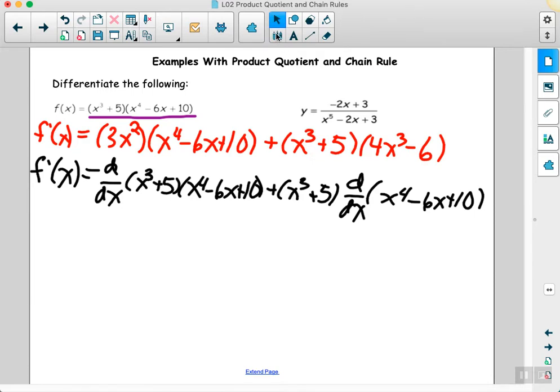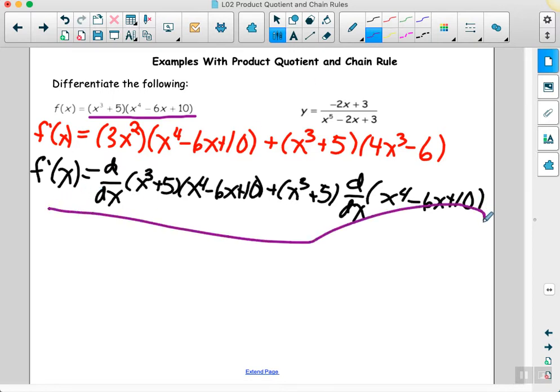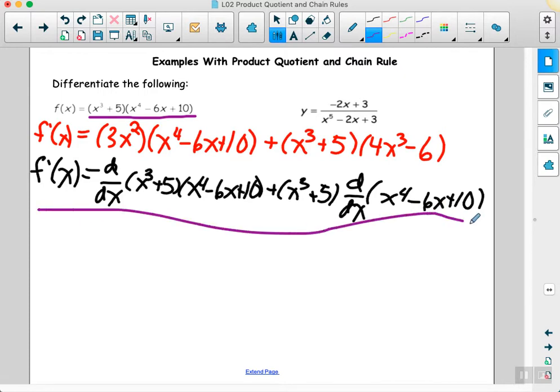So you can decide whether or not you want to put that step in, because by putting that step in, you made it clear to whoever is grading your work what you were doing. So that's how I determined that. That's how I determined that.